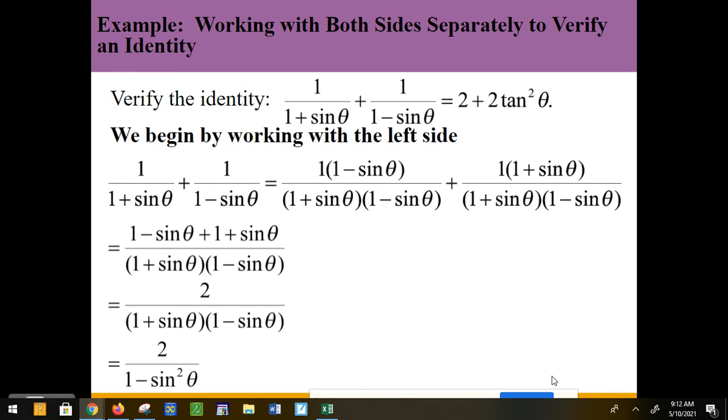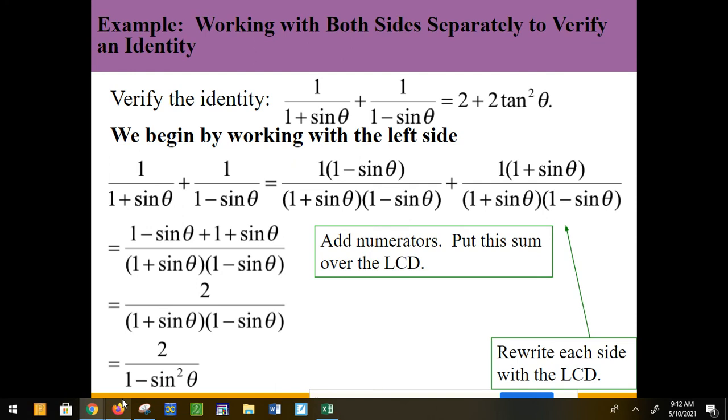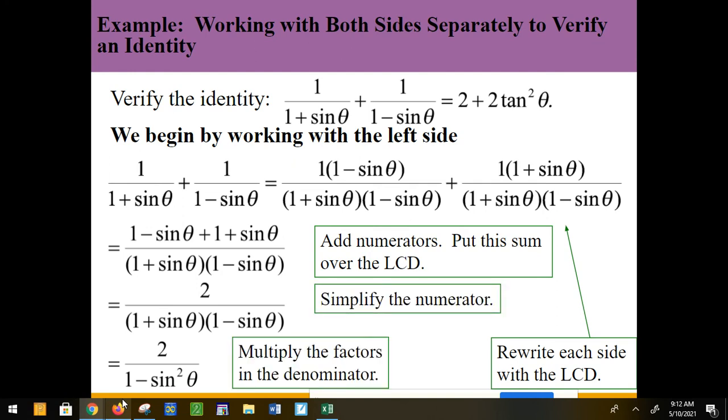Okay, if you FOIL these together, 1 times 1 is 1. 1 times negative sine theta is negative sine theta. Sine theta times 1 is sine theta. Those will add to 0. And then sine theta times negative sine theta is negative sine squared theta. So that's how you end up from here to here. And these are just the steps that I just talked you through.